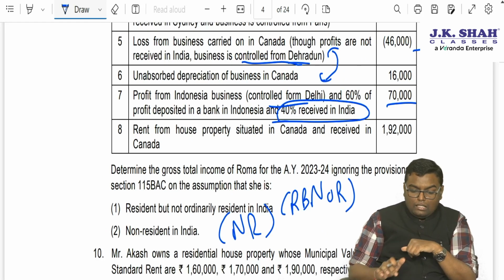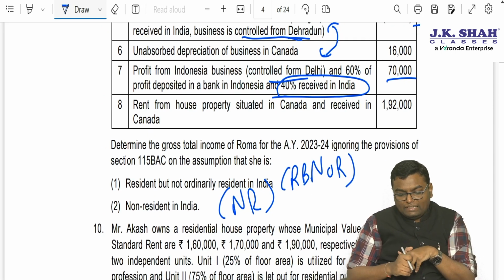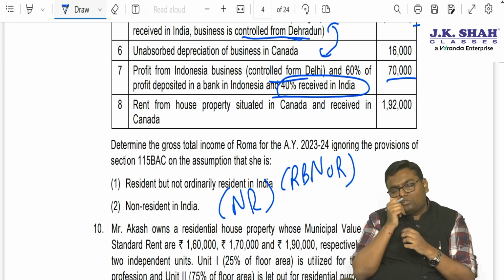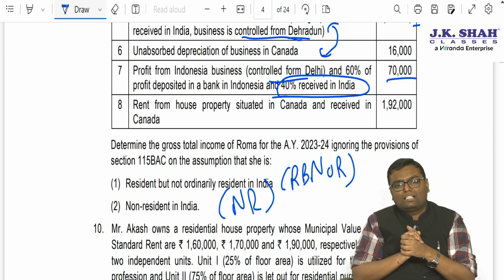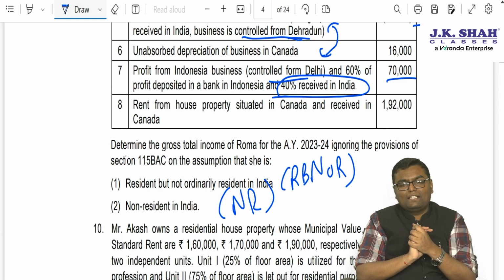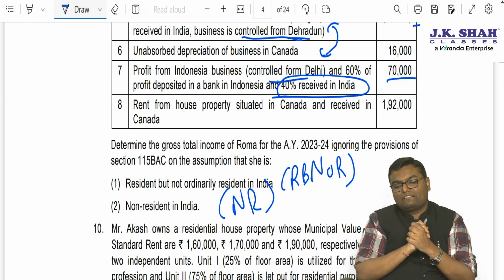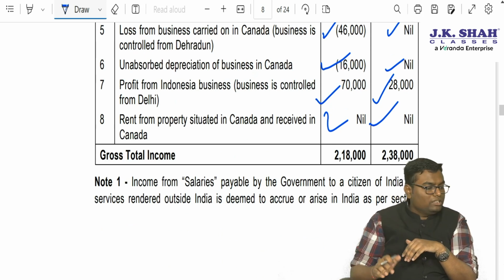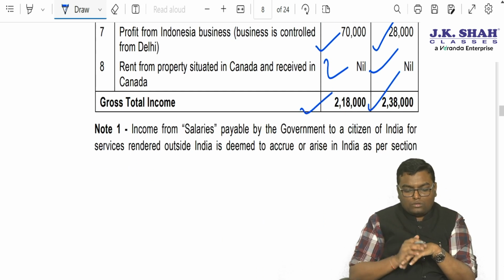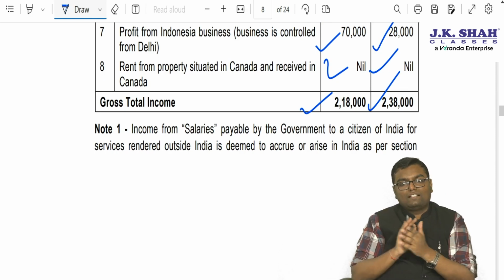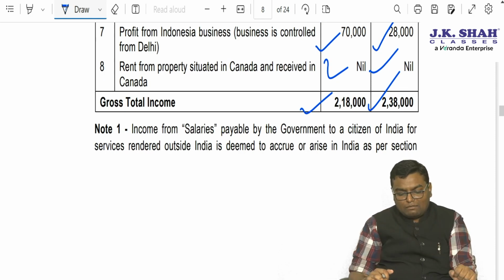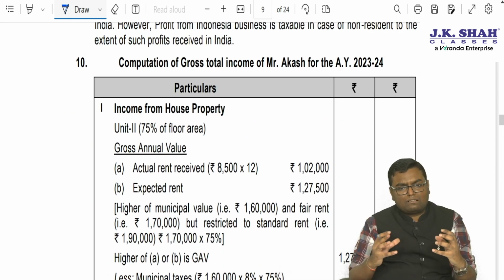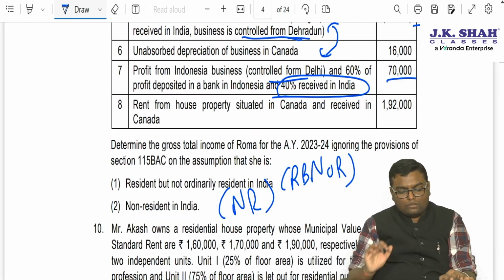Right? Rent from house property situated in Canada, received in Canada. Again, if any income accrued outside India, received outside India, it is not taxable to RBNOR, it is not taxable to non-resident. So this rental income will not be taxable to any of them. Do the total of both and you will get the gross total income of RBNOR and non-resident. Are you understanding this? So it was a good question on scope of income, and with that they have merged some more things also. So it was a good one.